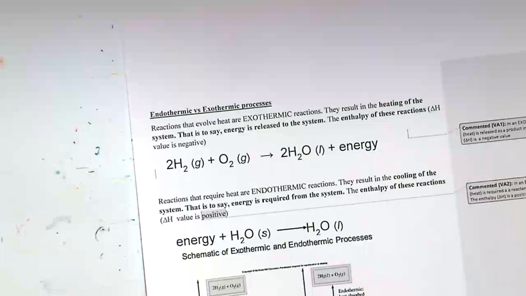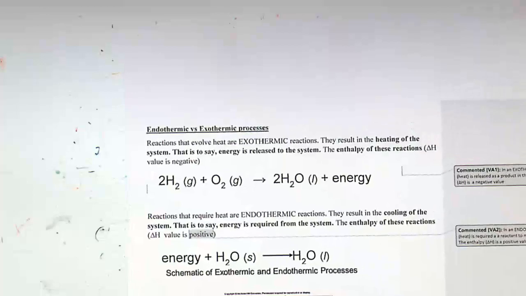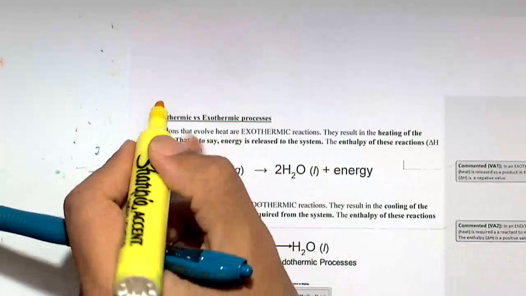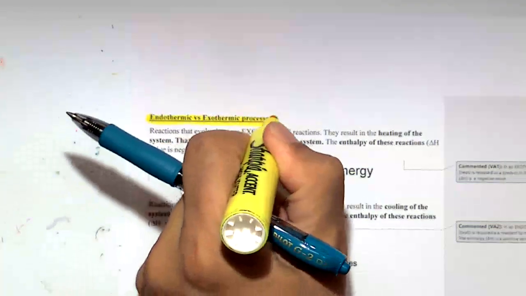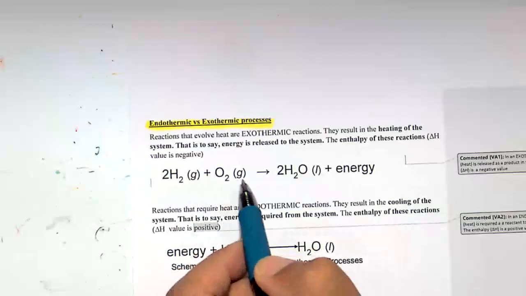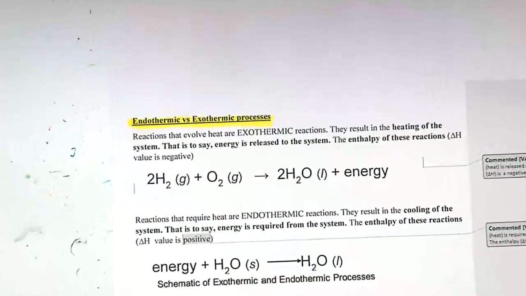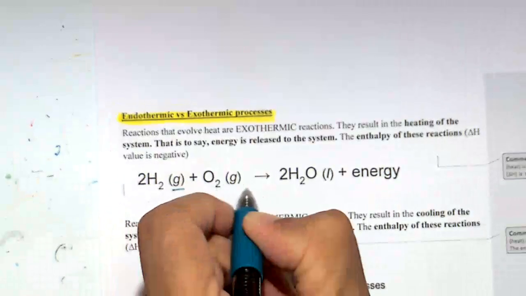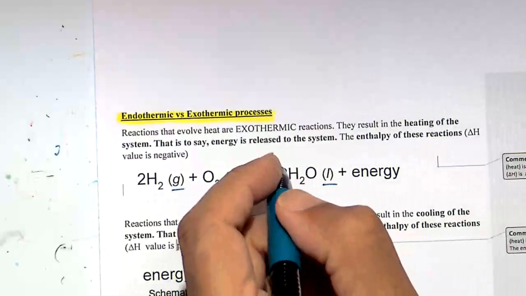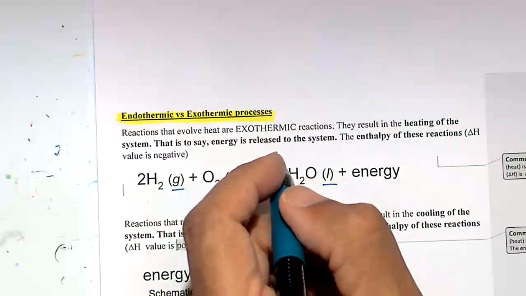And now let's go to page 3 here of our notes. All right, I want to tell you guys about exothermic and endothermic reactions. You see this reaction here, 2H2 plus oxygen goes to water. Hydrogen is a gas, oxygen is a gas, water is a liquid. Those are the 3 states.